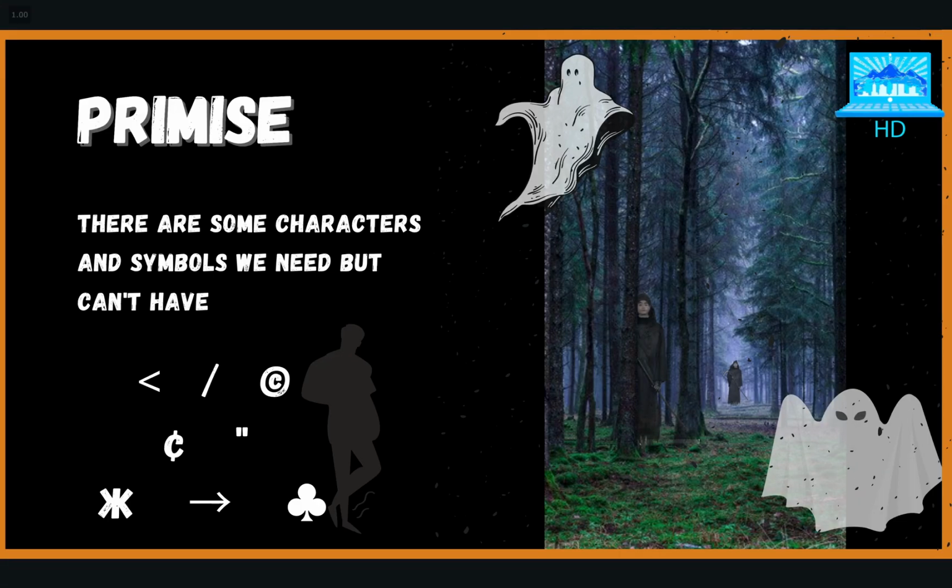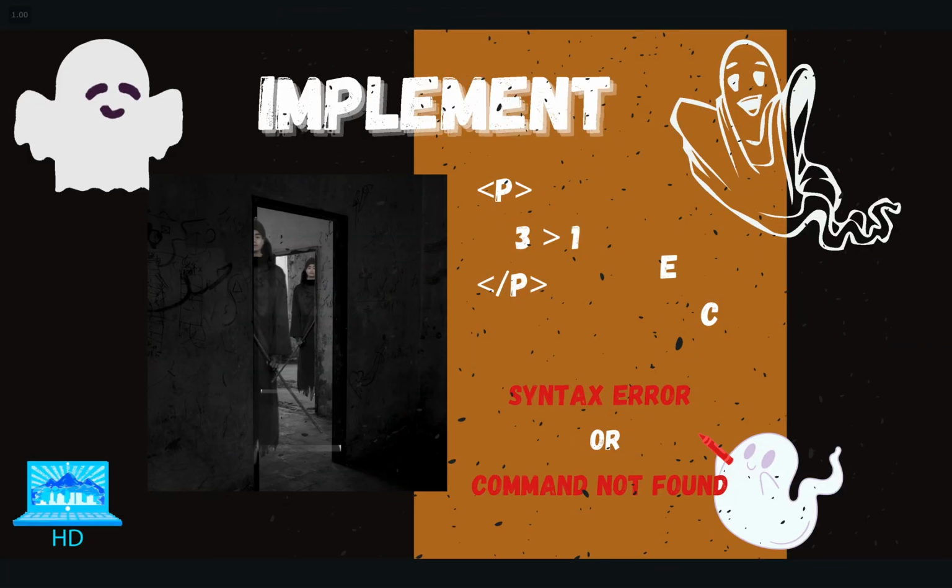So here is the premise. There are some characters and symbols inside of coding that you may need to use inside of your projects, but you can't really use them because they might give you an error or they might not even exist on your keyboard. Some of them include the greater than and less than signs, slash, the copyright and money signs, even a quote, because quotes are symbolizing strings, and some other symbols that you may not have access to as well. These are some of the characters that you can't use unless you do them a certain way. And if you try to use them, you might get a syntax error or a command not found.